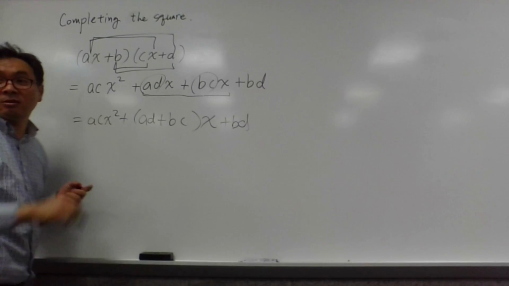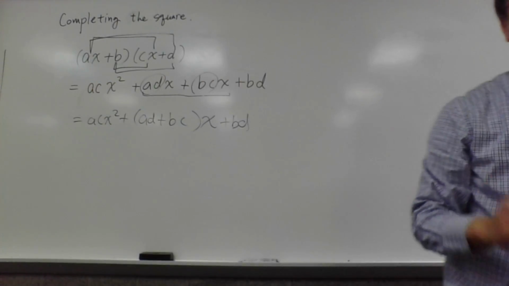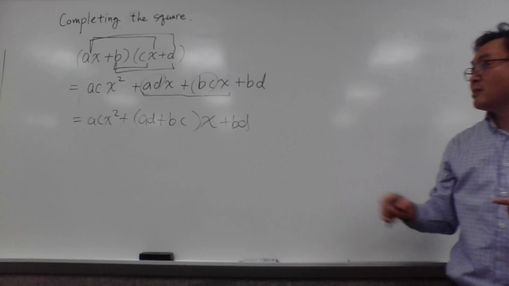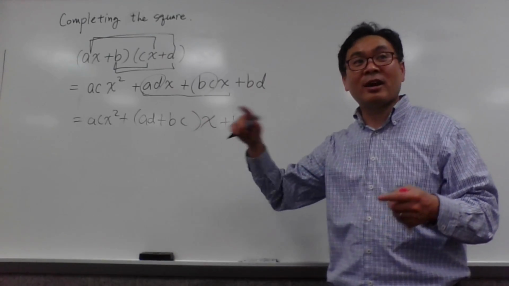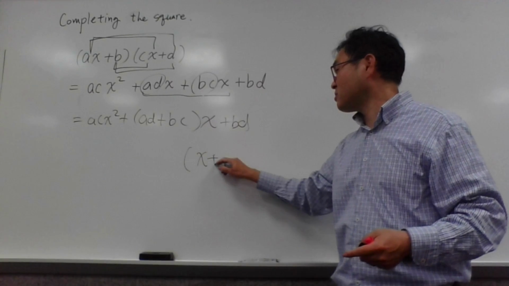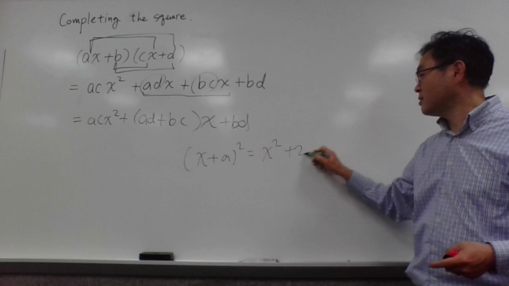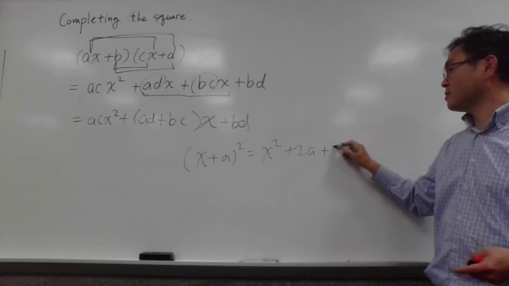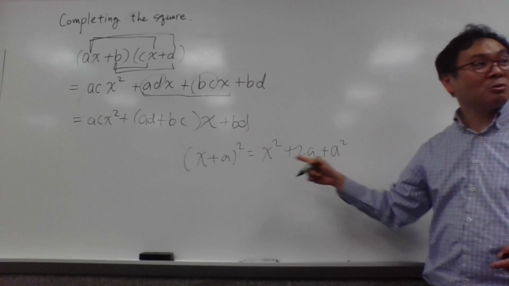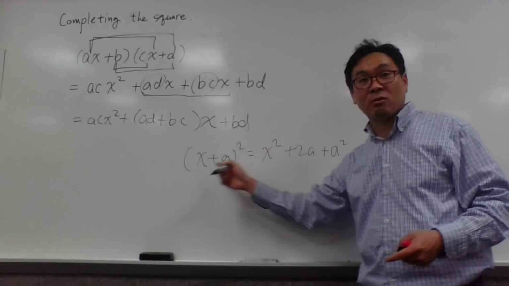Okay? So that's why we get this identity. The outer and the inner add up, and because of that, when it's x plus a squared, you get x squared, twice of a x, and then you get a squared. That's how you do the square of a binomial.